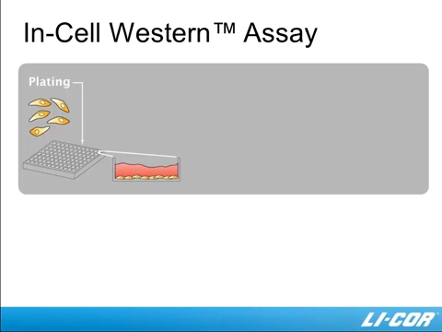Now let's walk through the protocol. An In-Cell Western Assay starts by simply plating your cells in a microtiter plate. These plates can range from 6-well plates all the way up to 1500-well plates. The only requirement for these plates is that they're clear-bottomed. Now these cells can be suspension cells or they can be adherent cells.